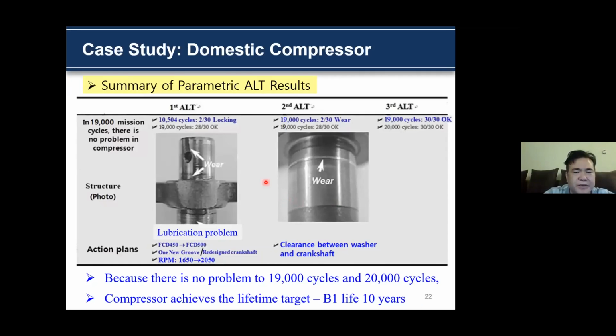This is a summary of the parametric ALT. In the first ALT, we found a lubrication problem from the crankshaft. In the second ALT, we also found wear. We changed the clearance between the washer and the crankshaft. After the modification of the design flaw, there is no problem at 19,000 cycles and 20,000 cycles. The compressor achieved the lifetime target beyond 10 years.